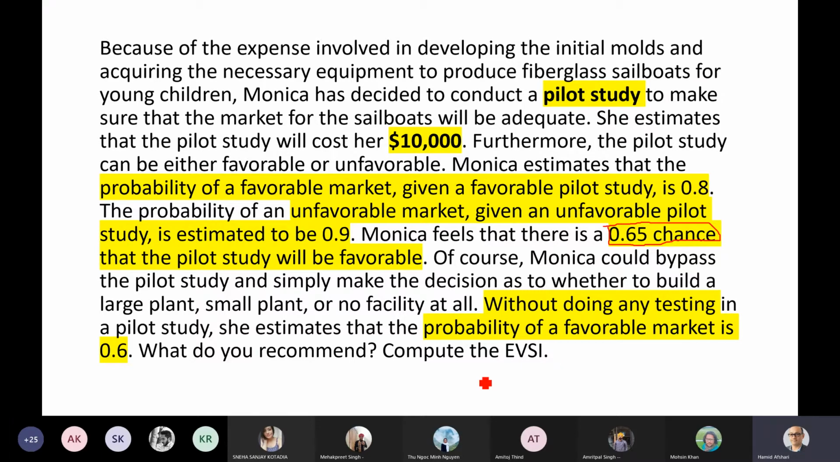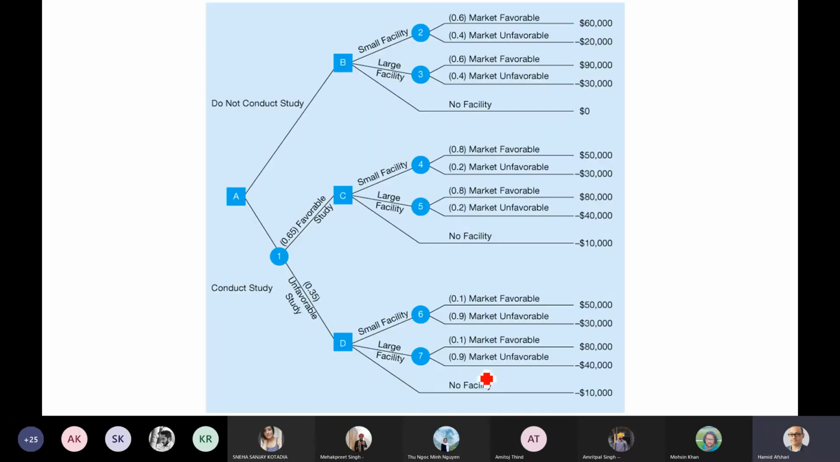If I go to the next slide, this is the structure of the problem. As you can see, I have certain squares that define the decisions, and certain nodes, circles, that deal with the state of nature. The problem here is either going from A to B, this arc, which is do not conduct a study, or from A to node 1, which is perform a study.